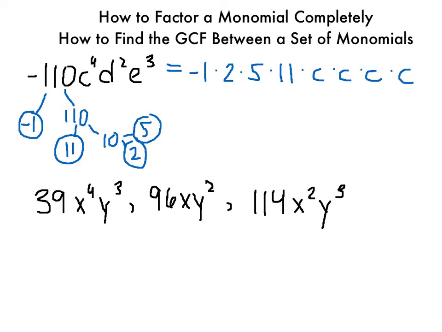We're going to have to continue to read right underneath here. We have d squared, which means we're multiplying two d's together, d times d. And then we have e to the third, so it's e times e times e. So this will be our final answer in the prime factorization.